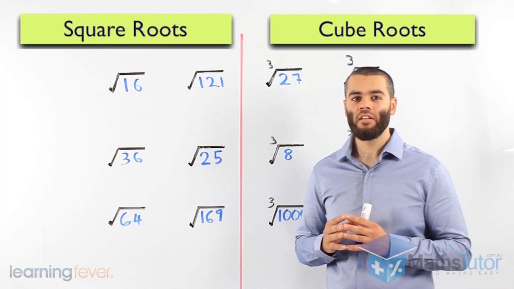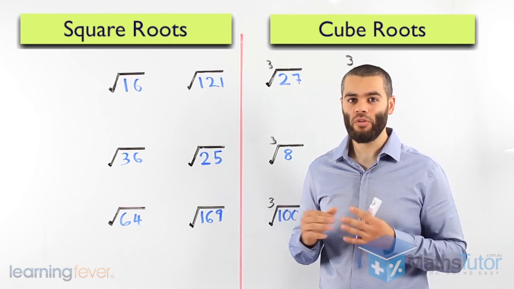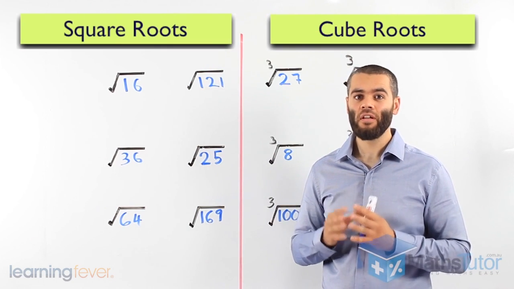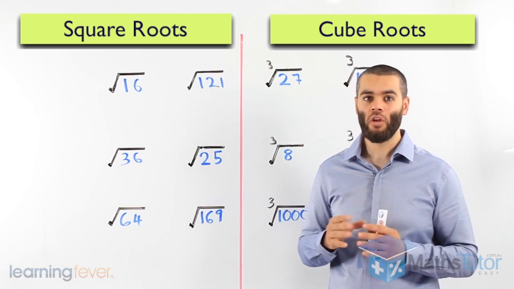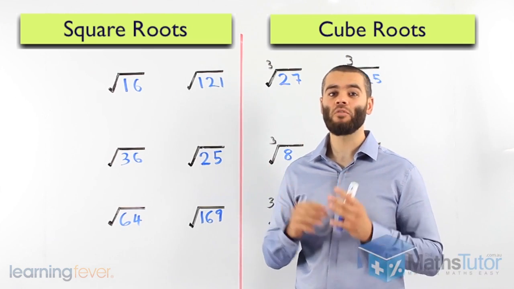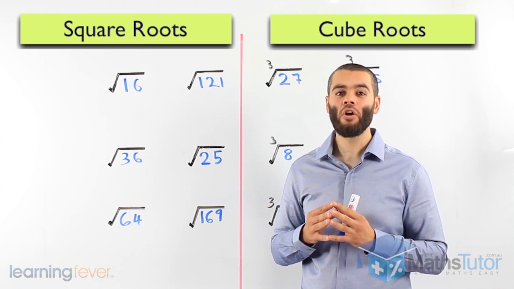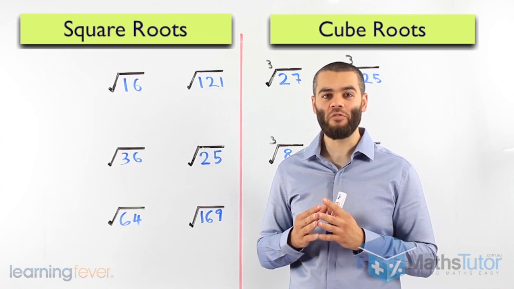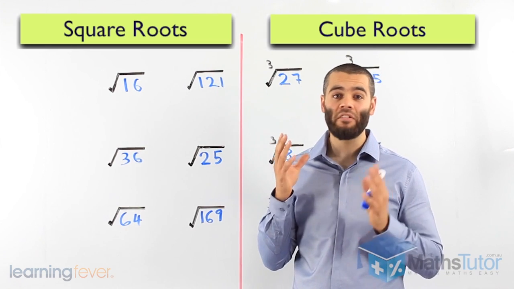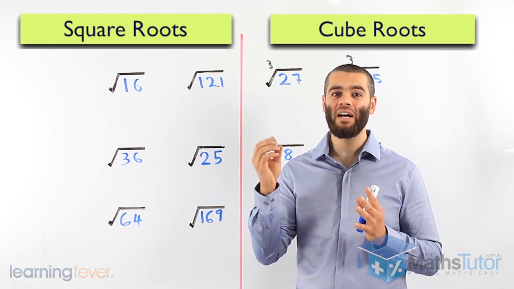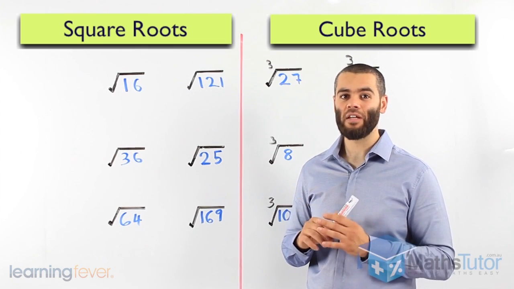Okay guys, today we're going to go through in more detail what we mean by square root and cube root. Let's start by understanding what a square root is. When we have a number under the square root sign, the square root is asking us what number multiplies itself to get the number under the square root sign. Let's see some examples and you'll get a better understanding.